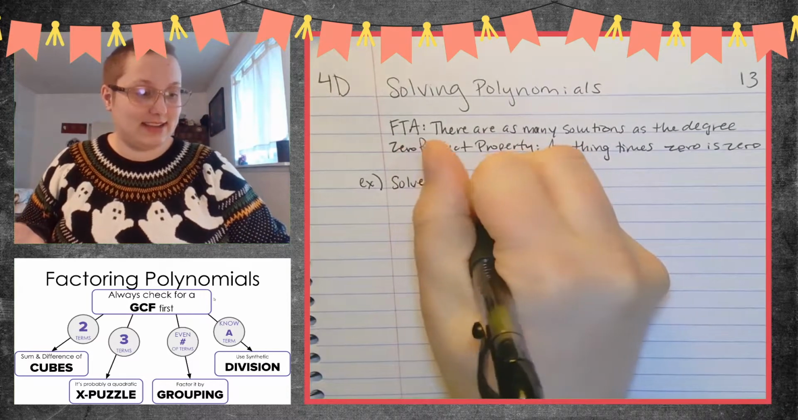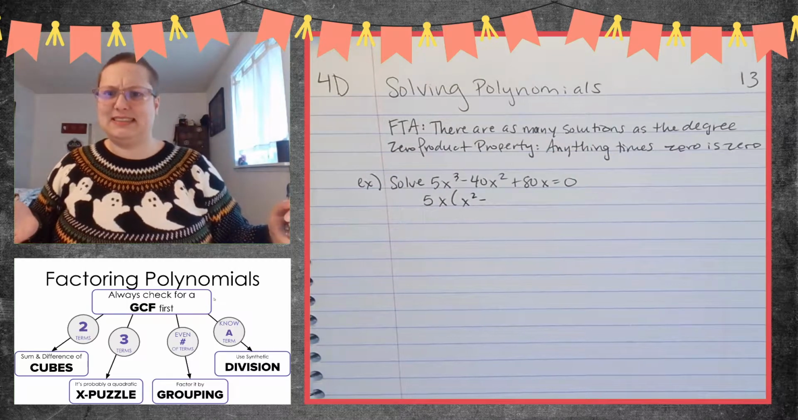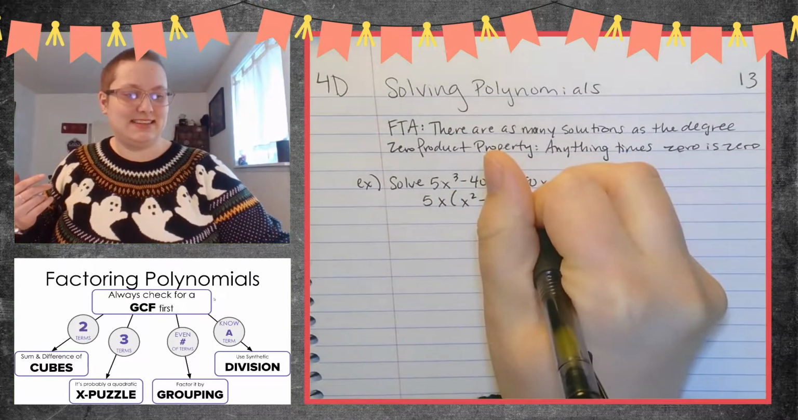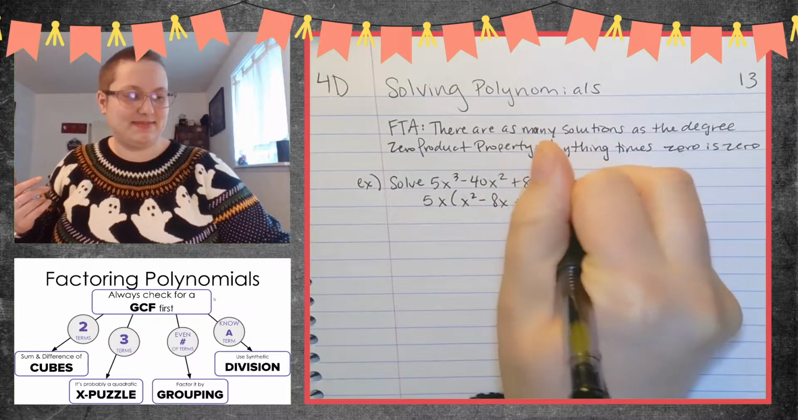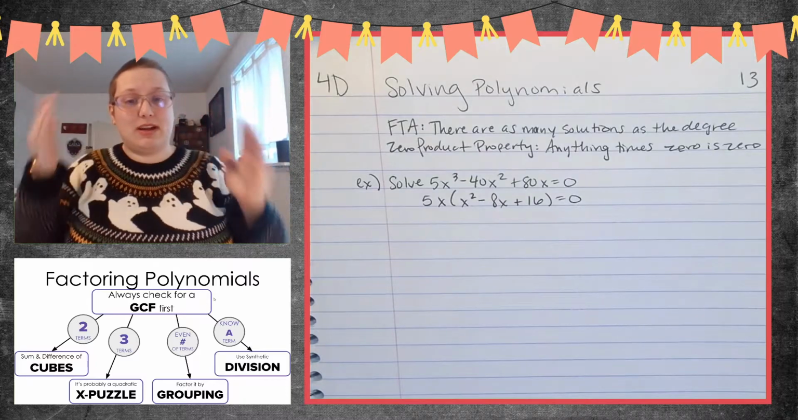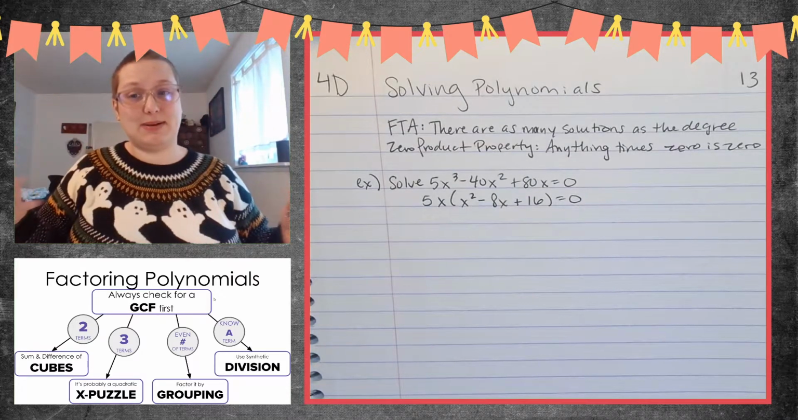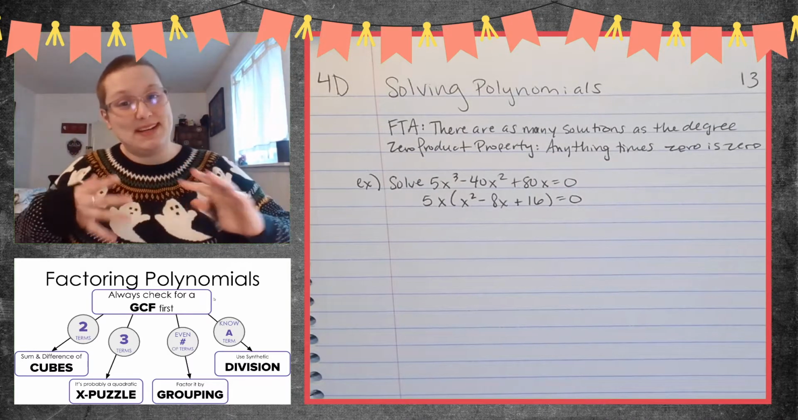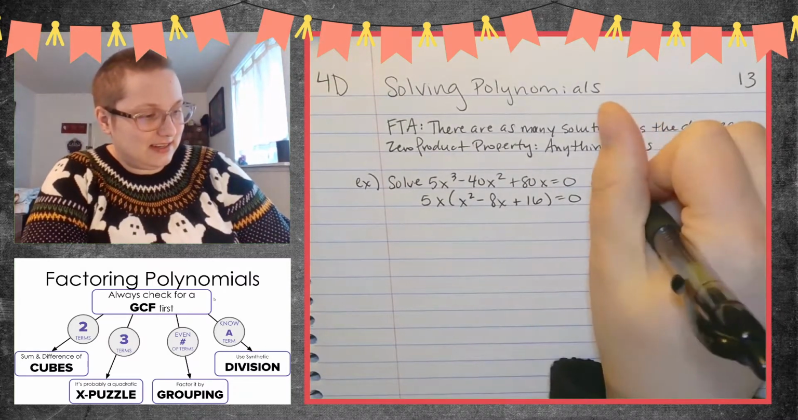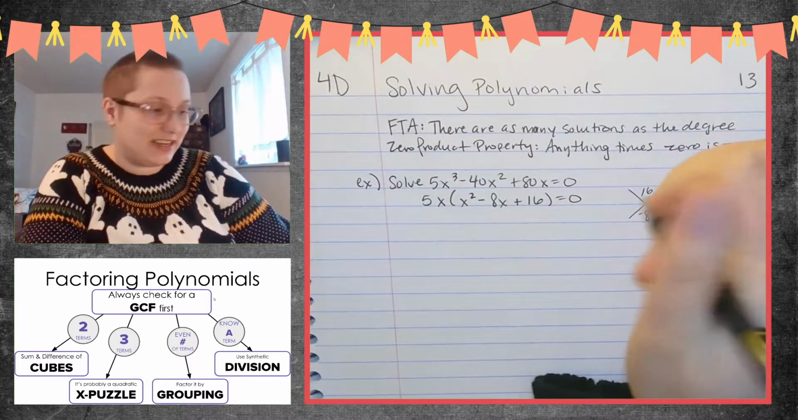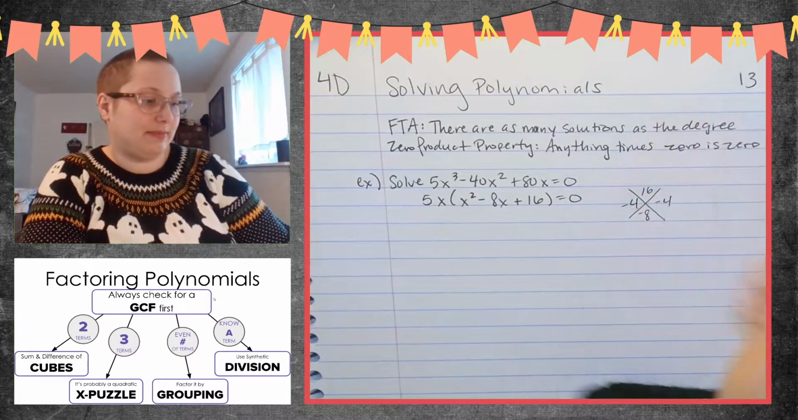Okay, and so then I get x squared minus 8x plus 16. Should have done this ahead of time. Now we still know how to factor this as 3 terms. It's probably a quadratic. Let's do an x puzzle. 16 on top, negative 8 on bottom. That's negative 4 and negative 4.